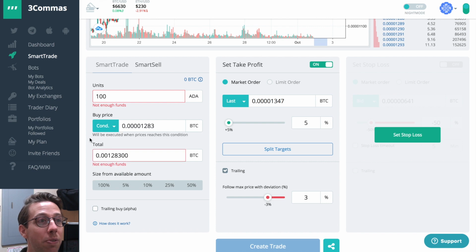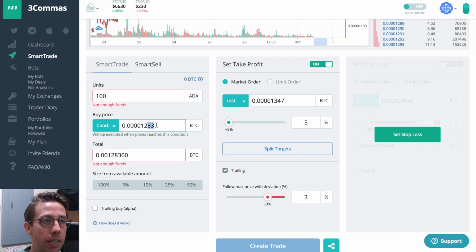This next one is very fun. I like conditionals because it hides your order in the order book. What it means is that I could say I want to buy it at $12.35, but now with conditional, it's only going to put it on the order book when the price reaches $12.35. It's a really nice sneaky trick to go and hide right in front of one of those big walls.